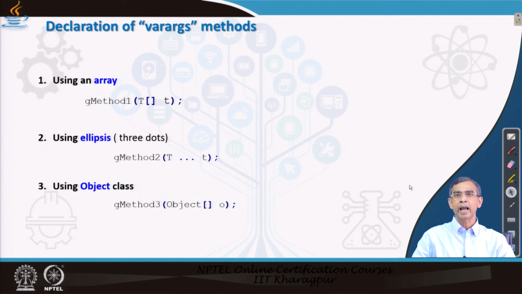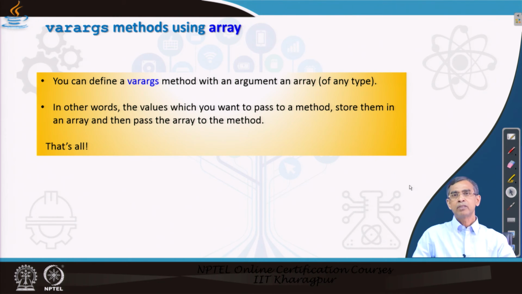One is using an array. Another approach is using the concept of ellipsis, which is basically three dots together. Another is using the Object class. Now, let us discuss one by one. This concept of defining a generic method with a variable number of arguments is called the var-args method. It is a typical concept in Java, called simple var-args. So, a var-args method with any type, that is the generic.